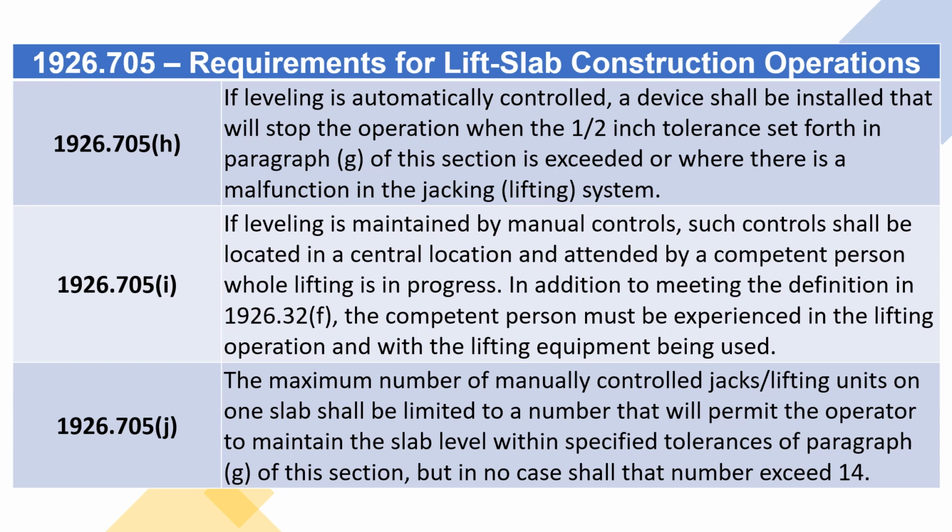In addition to meeting the definition in 1926.32(f), the competent person must be experienced in the lifting operation and with the lifting equipment being used. 1926.705(j): The maximum number of manually controlled jacks/lifting units on one slab shall be limited to a number that will permit the operator to maintain the slab level within specified tolerances of paragraph (g) of this section, but in no case shall that number exceed 14.